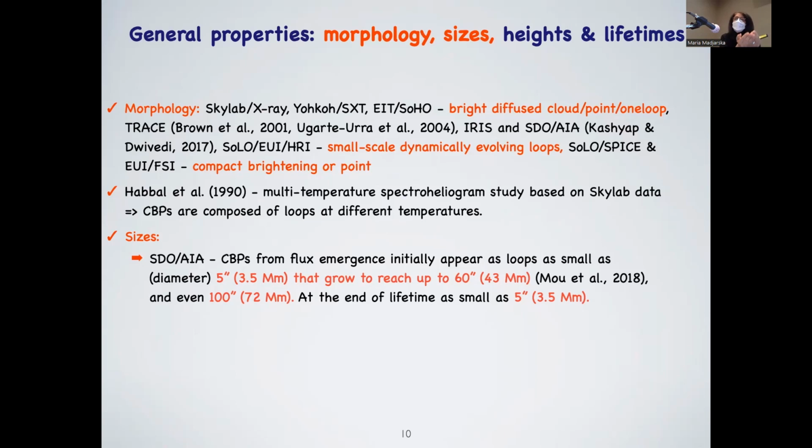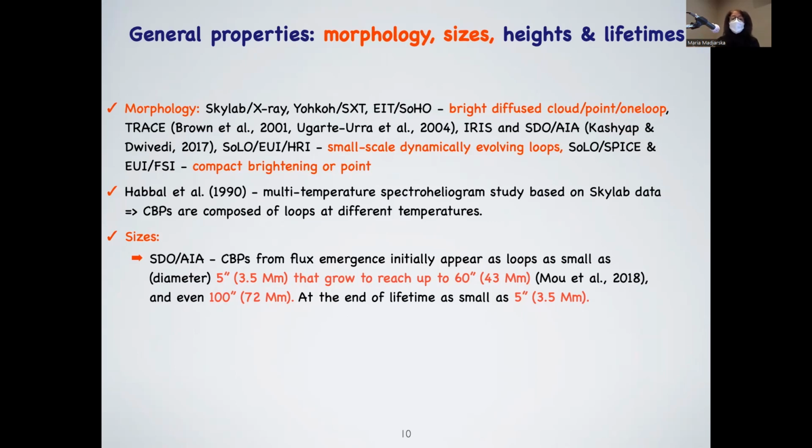The height of these loops, as I mentioned, is in the low corona, and when flux emerges, as I showed you in the movie, they are as small as 3.5 megameters. This is a tiny, tiny loop, but still the plasma is heated to coronal temperatures, or to 1,000,000 degrees, in this loop. They grow to reach up to 60 arcseconds or 43 megameters. However, sometimes we observe a very, very large loop system in the quiet zone.